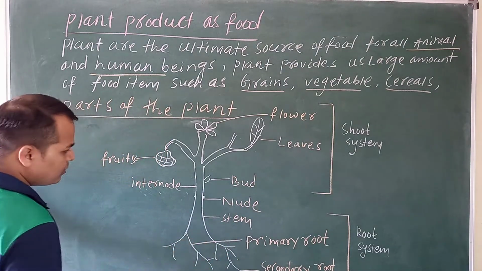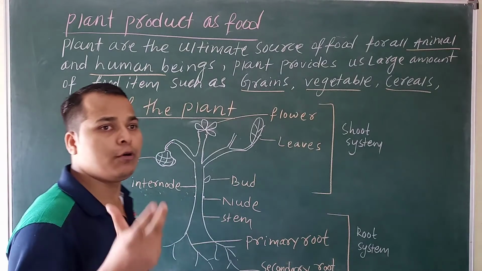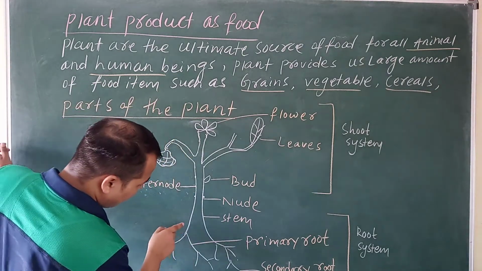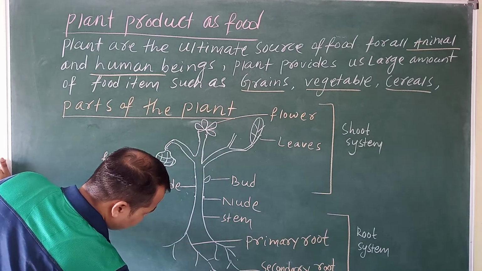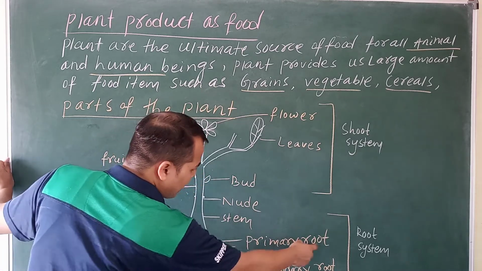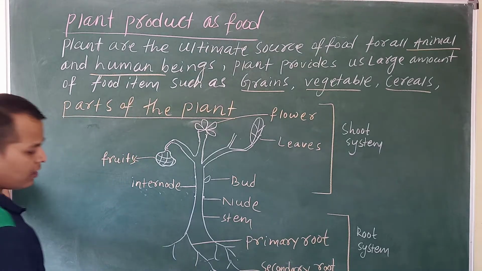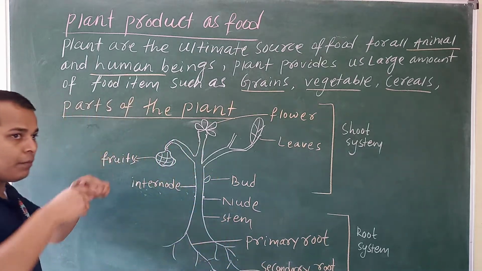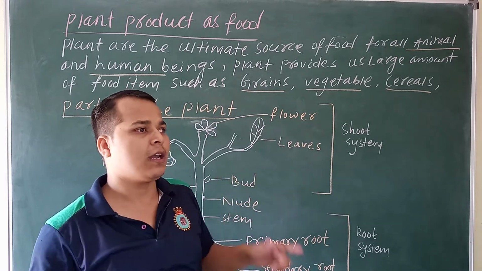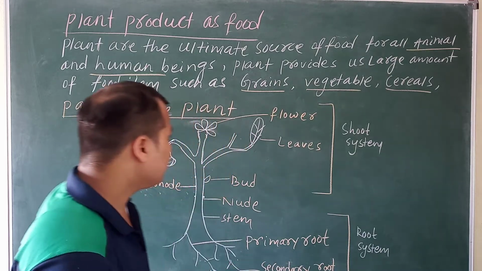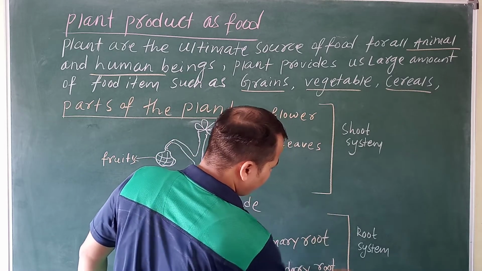This is the stem of a plant. Many stems are taken as food. Then this main root is called the primary root. From the primary root, small roots arise. They are called secondary roots. They spread through the ground. This primary root and secondary roots together are called the root system.